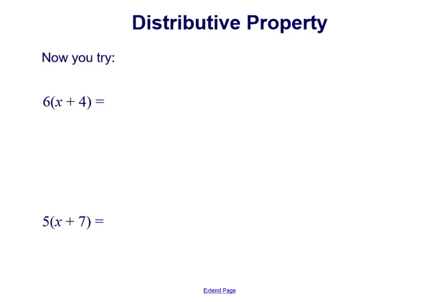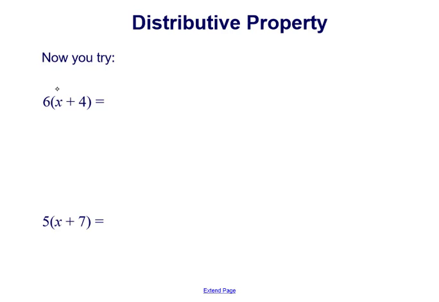So now let's try without using an area model. So we have 6 times the quantity of x plus 4 and 5 times the quantity of x plus 7. So we want to use the distributive property to rewrite these expressions. We want to distribute the number on the outside of the parentheses to everything on the inside of the parentheses. And you want to think, when we say distribute, that's multiplication.